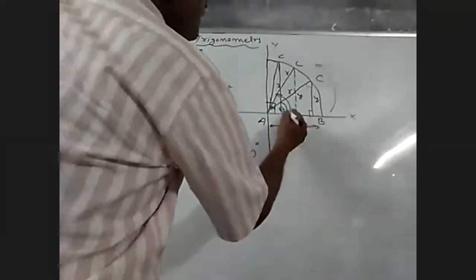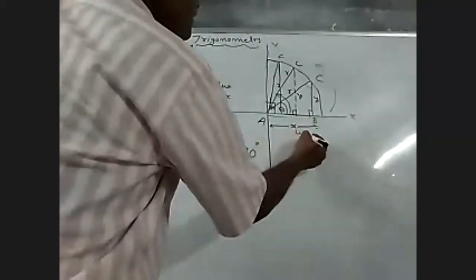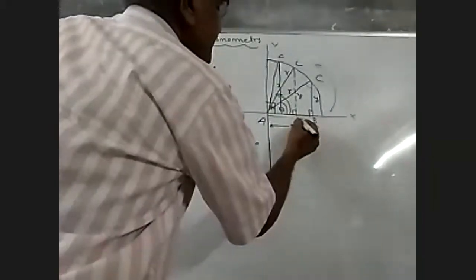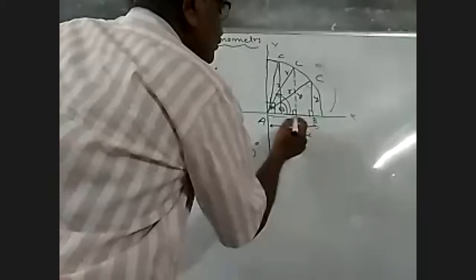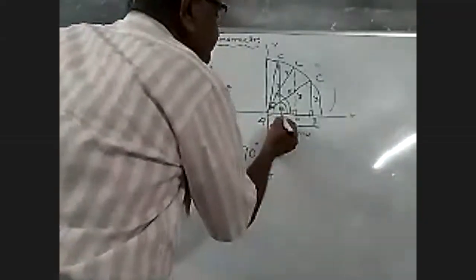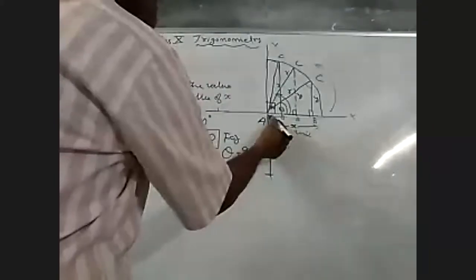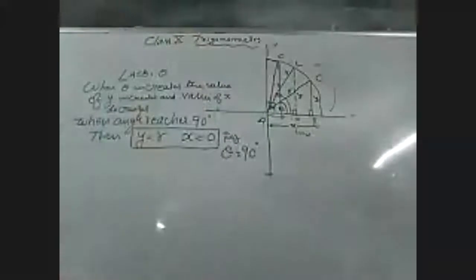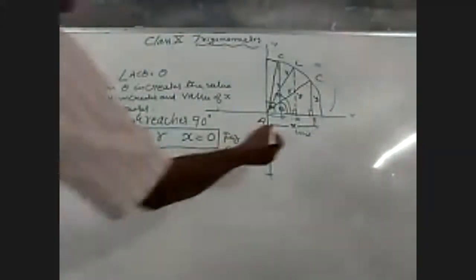Right. When the angle is increasing, the length of AB goes on decreasing. Now you see here, AB is equal to x units. If the angle increases, B comes here, so the length of AB is decreasing. If the angle keeps increasing, B comes further here. Compare the three ABs: 1, 2, 3. As the angle is increasing, the value of x goes on decreasing.